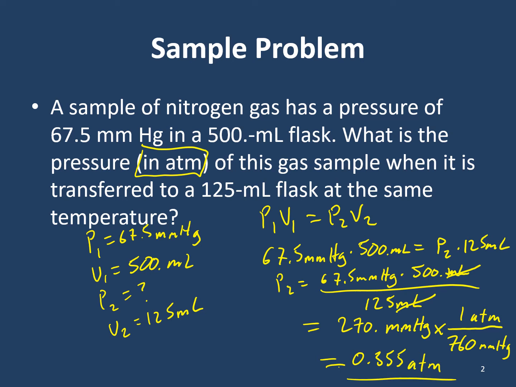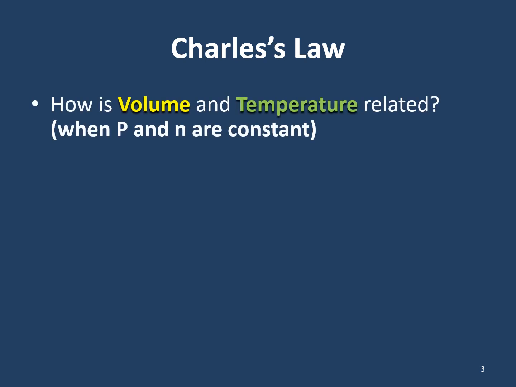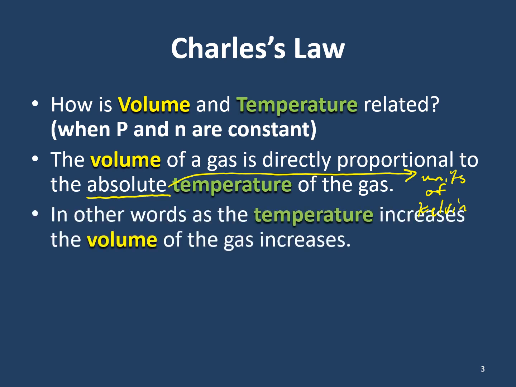All right, so let's talk about a new law here. This is Charles' law, and Charles' law relates volume and temperature to each other when both pressure and amount of gas are held constant. Now, as it turns out, the volume of a gas is directly proportional to the absolute temperature of the gas. Now, this absolute means something very specific. It means we have to be in units of Kelvin for our temperature. So, in other words, as the temperature in Kelvin increases, the volume of the gas also increases.